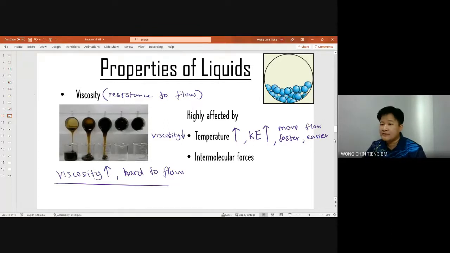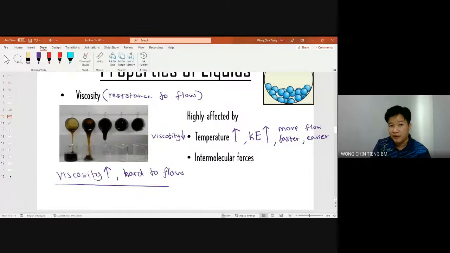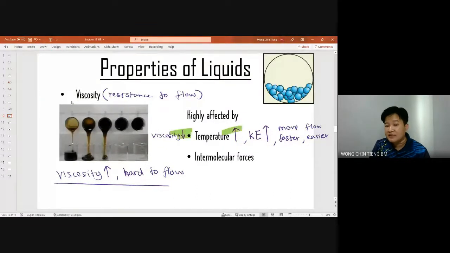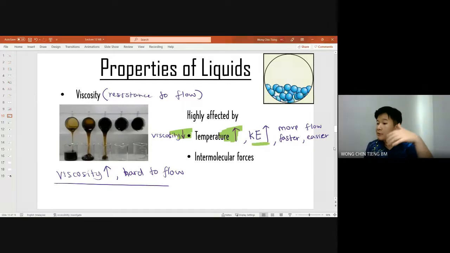So, what is the relationship between temperature and viscosity? Viscosity will be inversely proportional with temperature. I hope you can see that right now. Okay? Your viscosity is inversely proportional with temperature. Okay? Temperature tinggi, viscosity rendah. Sebab apa? Sebab kinetic energy tinggi, benda tu akan bergerak laju. Bila bergerak laju, benda tu akan mengalir laju. Partikel saya tengah bergerak laju, mengalirlah. Betul? So, viscosity akan jadi rendah.